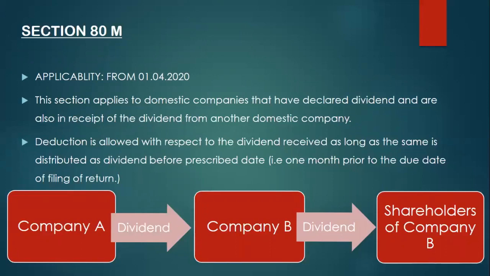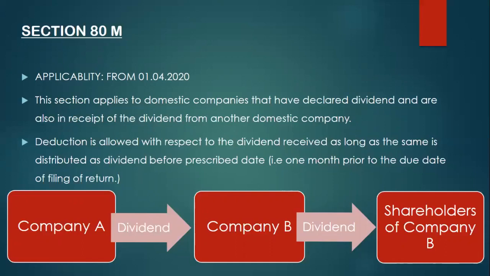Both company A and B should be domestic company. Amount of deduction shall be equal to amount of dividend received from company A, but it shall be restricted to amount of dividend distributed by company B, and the dividend so declared should be paid up to prescribed date. Prescribed date shall be 1 month prior to return filing due date.